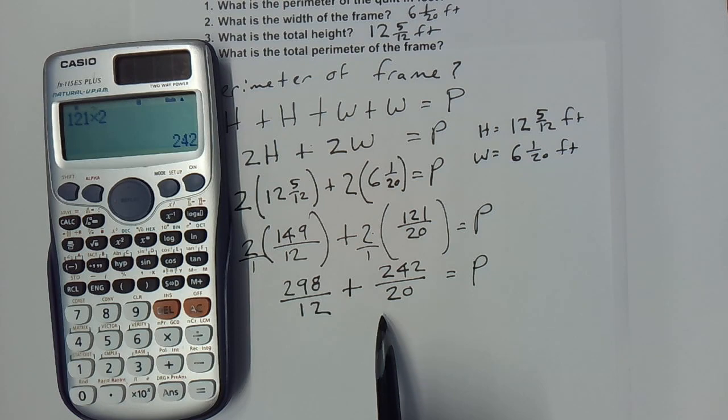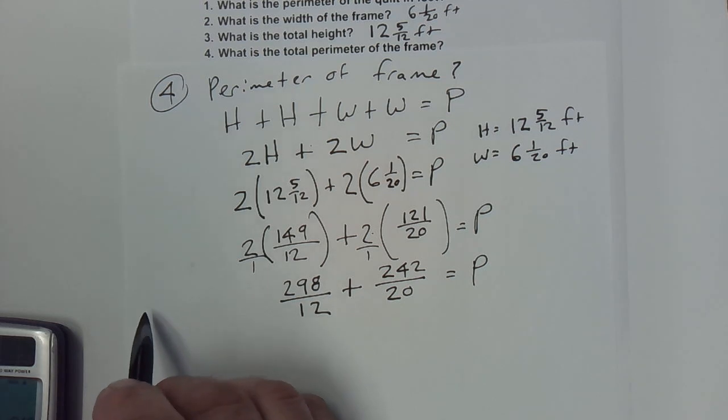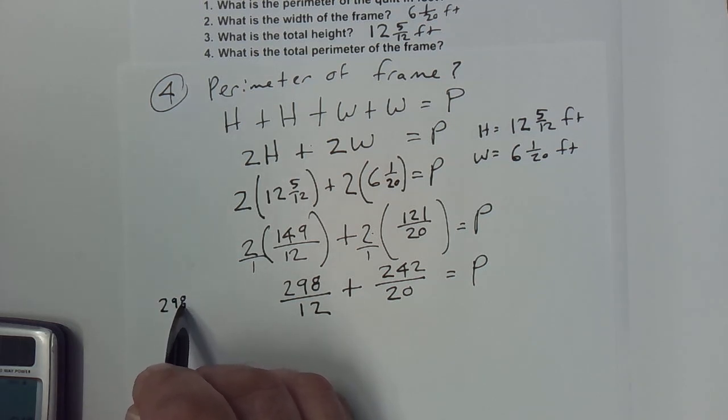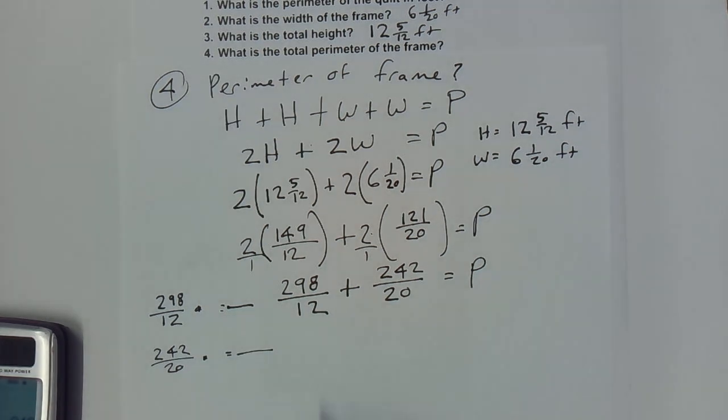So we're going to need to find a common denominator for them. To do that, I like to stack them. 298 over 12, and we have 242 over 20. And what is a good common denominator? We're going to multiply by something, and that's going to equal our common denominator. Well, of course, we could always just multiply them by each other, and we get this large number. I only did that in the two prior ones because I knew there was no smaller common denominator.